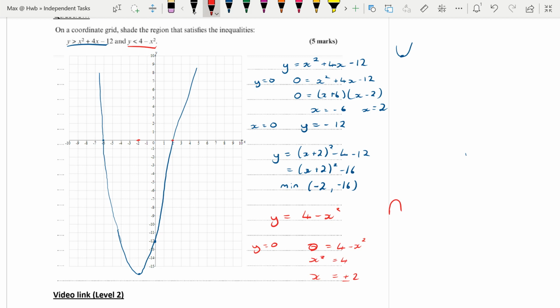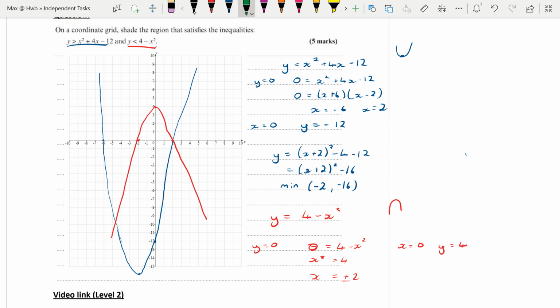Then I'm also going to do when x is 0. If I do that, y is equal to 4. So it's going to cross at 4 at the top. That's going to be my peak, because that is halfway between. If I just draw my curve here, it should be a little bit easier. So here we go. And there are my two curves.